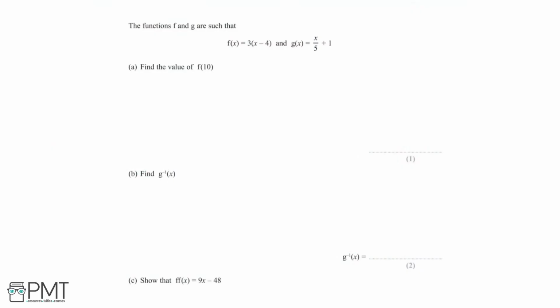In this question, we're told that the functions f and g are such that f(x) is equal to 3(x − 4) and g(x) is equal to x/5 + 1. And in part A, we need to find the value of f(10).